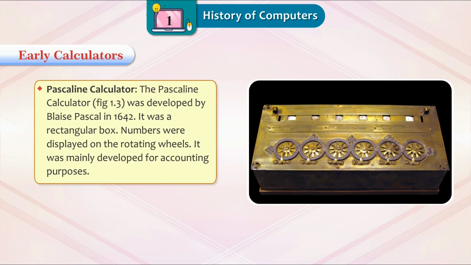Pascaline calculator. The Pascaline calculator, refer to figure 1.3, was developed by Blaise Pascal in 1642. It was a rectangular box. Numbers were displayed on the rotating wheels. It was mainly developed for accounting purpose. The first Pascaline could handle only 5-digit numbers, but later versions were able to handle 6- and 8-digit numbers as well.